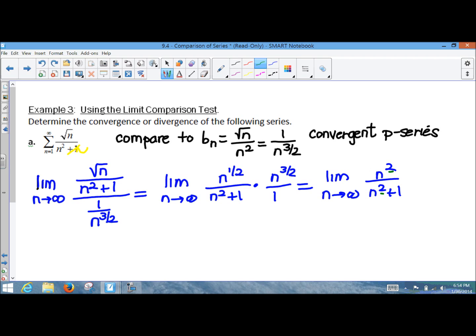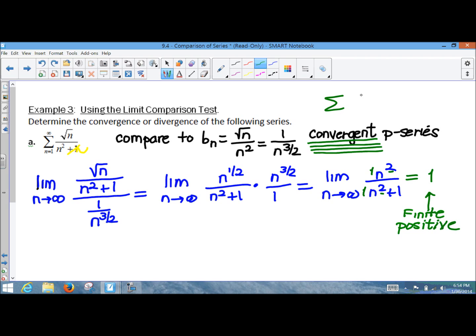Since they're both the same, we know that we can divide by the coefficients, and in doing so we get 1 over 1, which is 1, which quite obviously is finite. It's not infinity or negative infinity, and it's pretty certainly positive as well. So that means the criteria of the limit comparison test hold, and whatever our original Bn series does, right?